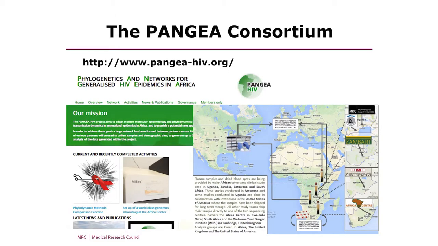And so we are also part of a big network, the PANGEA Consortium. This is Phylogenetics for Networks for Generalized HIV Epidemics. This is a Bill and Melinda Gates Foundation funded initiative. It is a consortium of several research groups in Africa. In Uganda, there's RACAI, the MRC, UVRI. We have colleagues from Zambia as well as Botswana and South Africa. So the initiative is targeted to come up with over 20,000 full HIV genomes within sub-Saharan Africa. And this is intended to really understand the epidemic in sub-Saharan Africa, but also look at where they can target interventions.